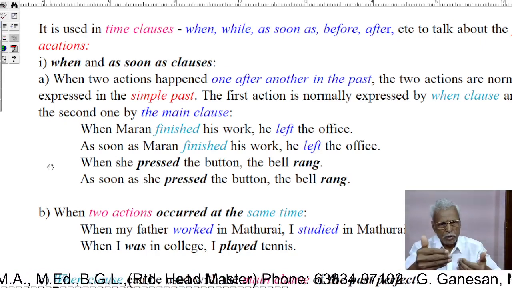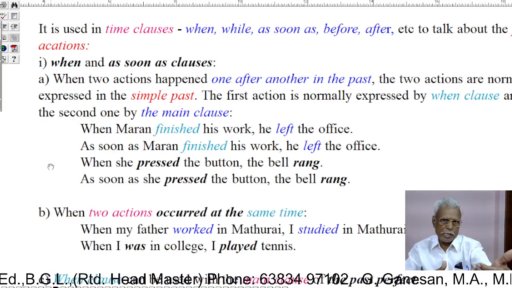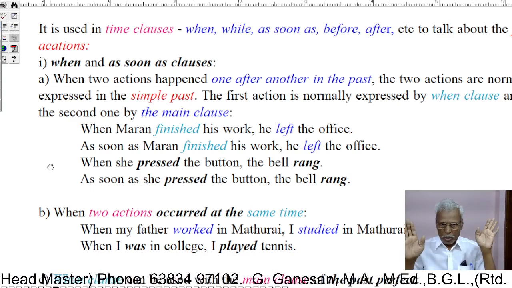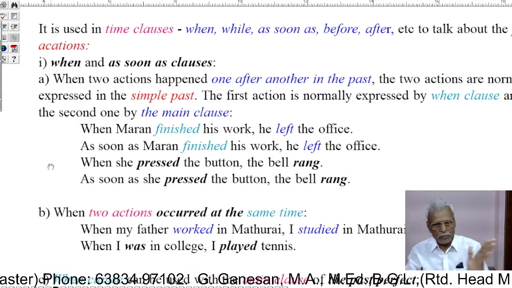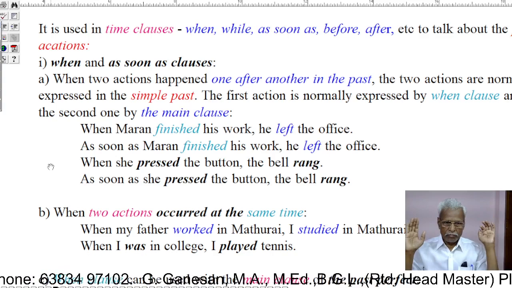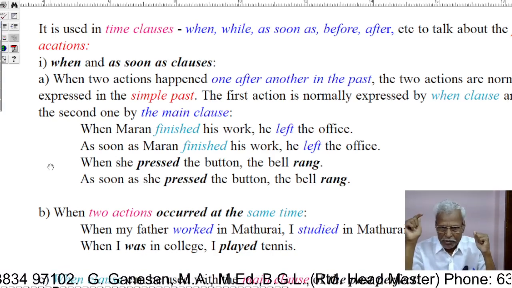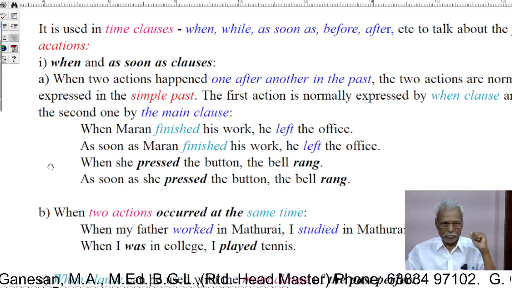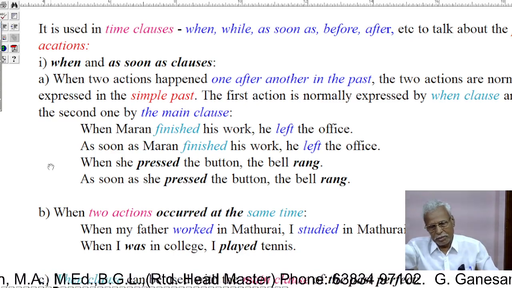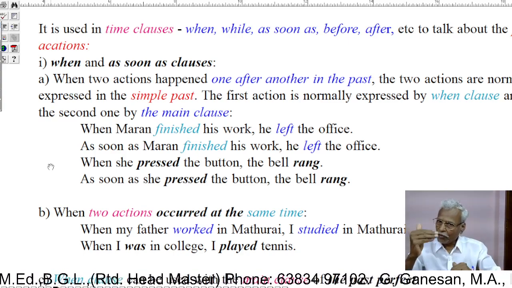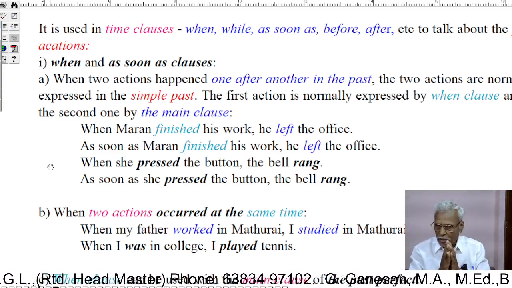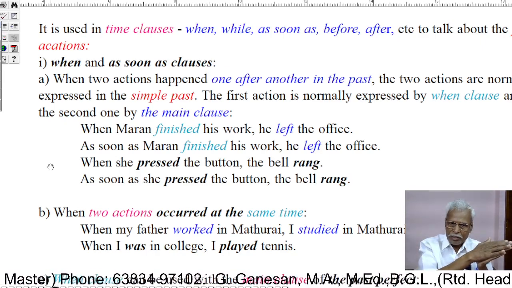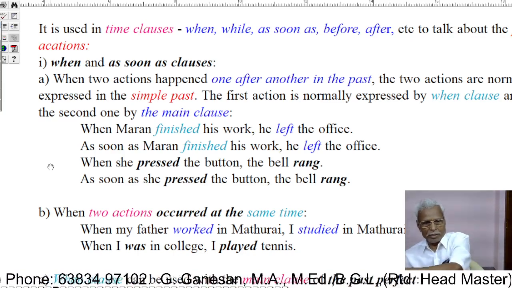Similarly, instead of when we can use as soon as. When means at the time. As soon as means immediately. As soon as Moran finished his work, he left the office. Then the second one. When she pressed the button, the bell rang. That is, as soon as she pressed the button, the bell rang. Instead of when, we can use as soon as. So in the when clause, we can use the first action and the second action in the main clause.